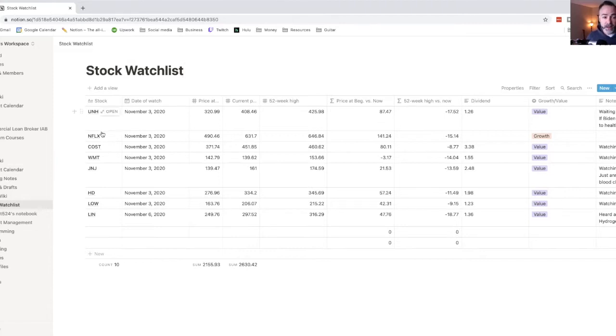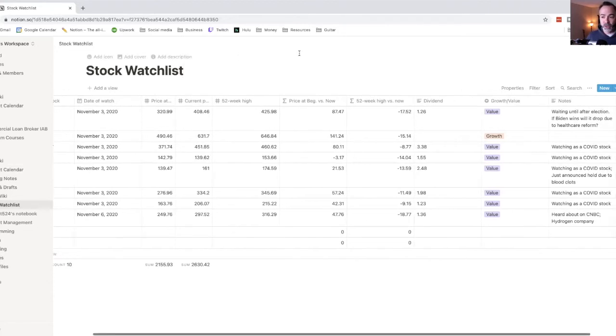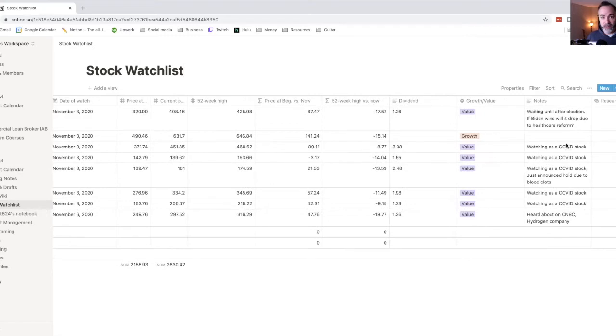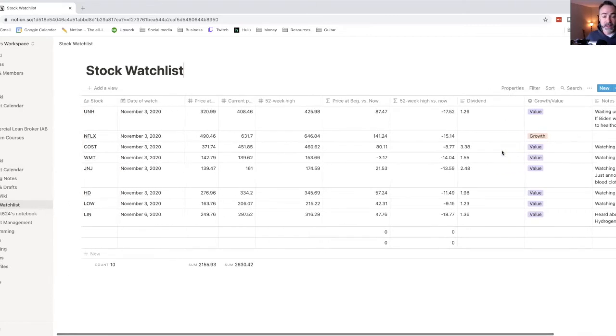So starting with, I obviously keep track of the stocks that I'm looking at using their stock ticker symbol. So this is United Healthcare, Netflix, Costco, Walmart, J&J, Home Depot, Lowe's, and Lynn. The list you're seeing here are things that I started to watch when COVID was hot and heavy. I know we're still having some issues across the globe and in the US, but when it was hot and heavy, I was thinking, is there an opportunity to invest in some of these stocks?